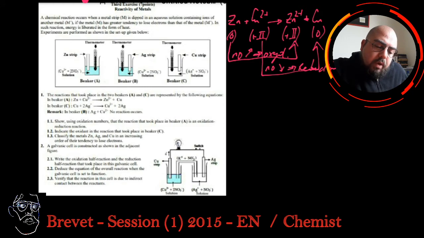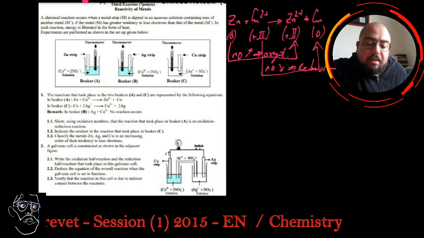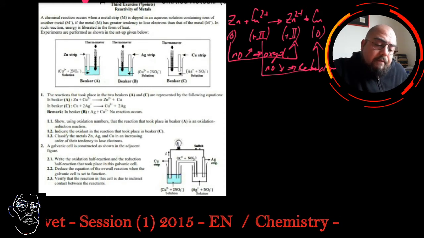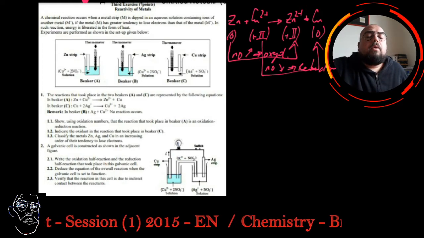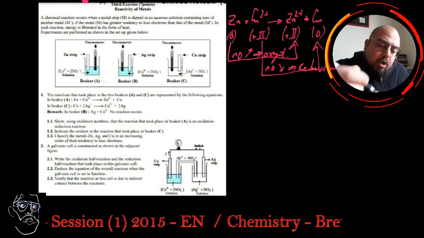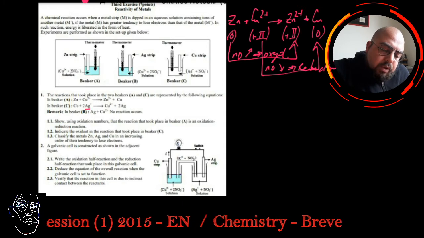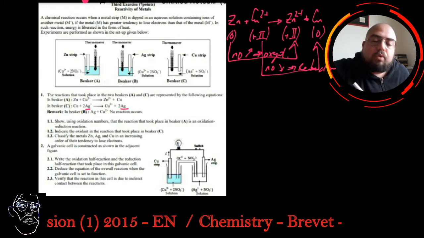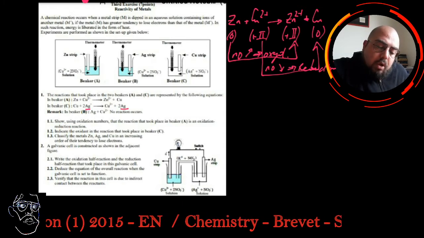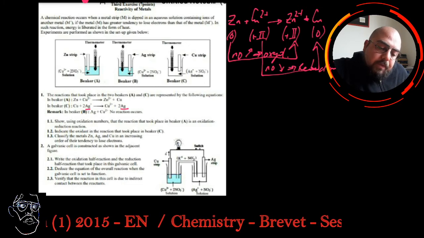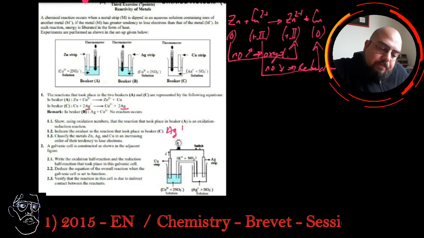Indicate the oxidant in the reaction that took place in beaker C. In beaker C, the oxidant is the one that should undergo a reduction. So it's Ag+, which is undergoing a reduction in order to be transformed to Ag. So the oxidant is Ag+.